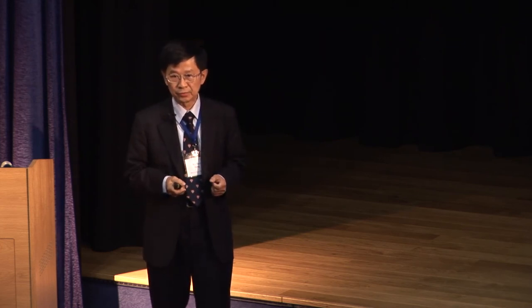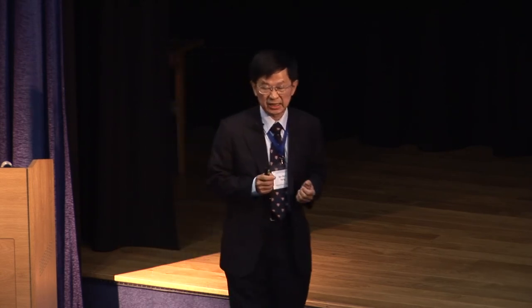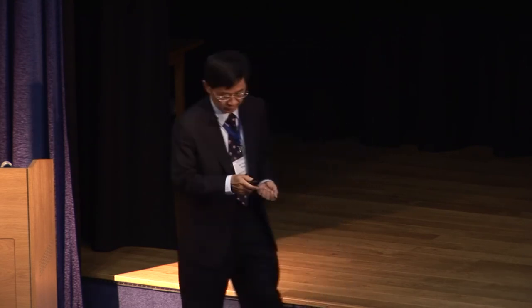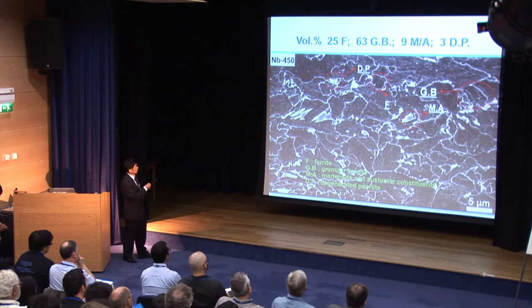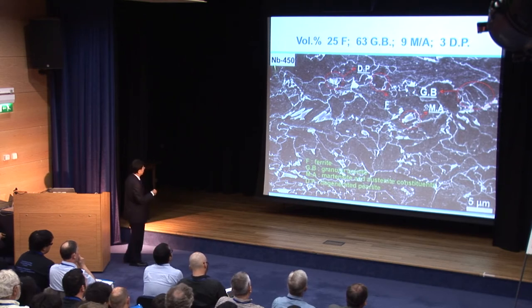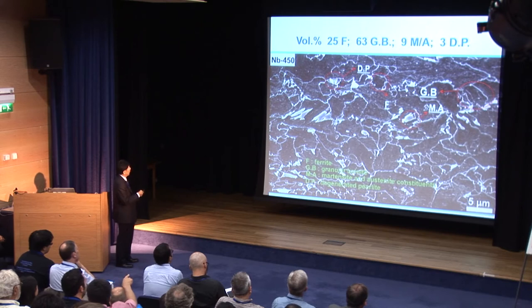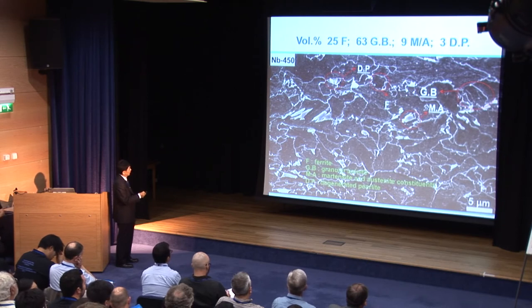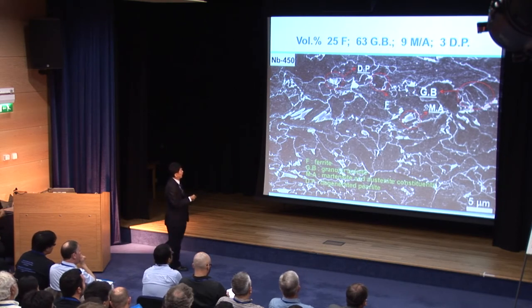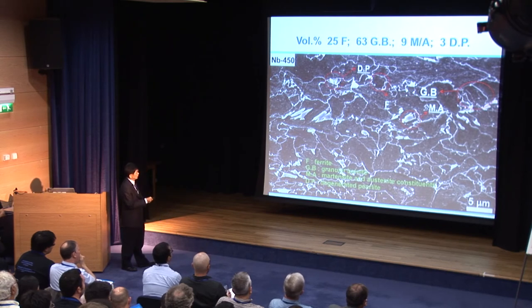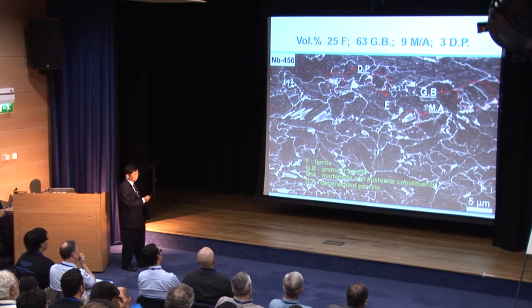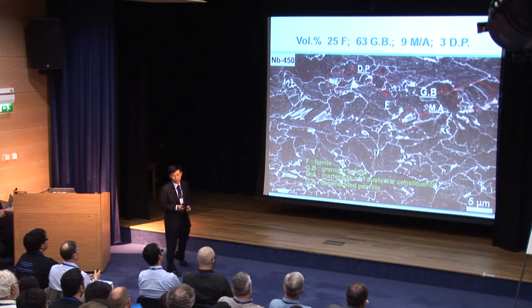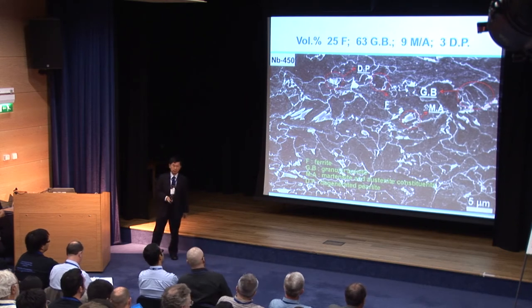First, we considered using Vickers hardness to distinguish. And second, we tried the EBSD technique. And this is our result here. This SEM is for the niobium 450 strip, where we have 25% allotriomorphic ferrite, 63% granular bainite, 9% martensite-austenite phase, and 3% degenerated ferrite. And indeed, it's very, very important to have this quantitative data in order to understand the mechanical behavior.